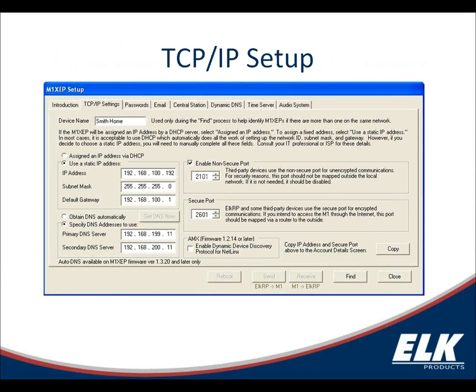Now, to get started, when you first open your ELK-RP software and you open your account, in the lower right-hand corner of your account details screen, you'll see the XEP Setup button. And when you click the XEP Setup button, you'll have a dialog box that looks similar to what we're looking at right now. It has 8 tabs on it. Today we're going to be talking about the TCPIP Setup and the Email tab.